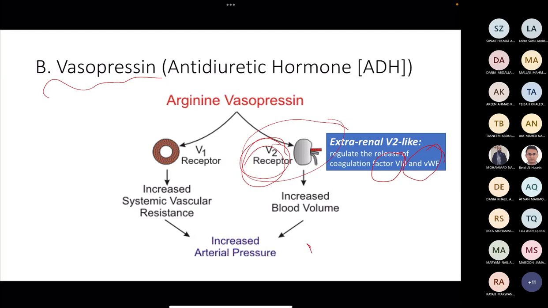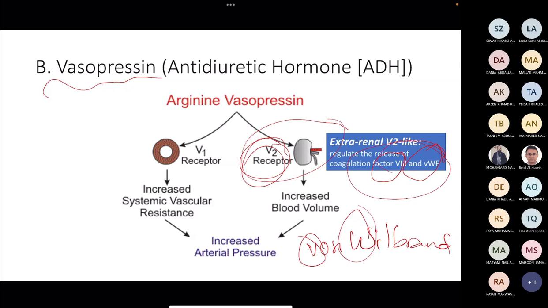اوكي، هو بيسموه انتم بتقراوه فون ويلبراند. But this is von Willebrand factor or VWF, which are required for normal coagulation of the blood. Now, deficiency of factor 8 is called hemophilia A. Okay, so it is given in some coagulation disorders, in fact. Now, V1 elevates blood pressure by increasing peripheral vascular resistance or causes vasoconstriction.